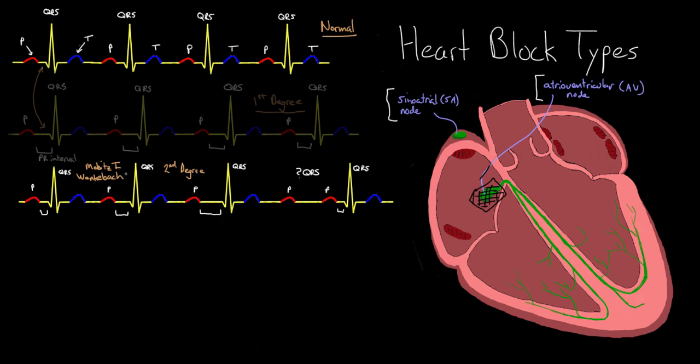Now, Wenckebach is actually a great name for this strip because it actually sounds like what's going on. Here we have PR interval prolongation, a little bit more, and then a dropped QRS complex. What that sounds like to me is winky, winky, winky, bach, as that QRS complex is dropped and the heart misses a beat.